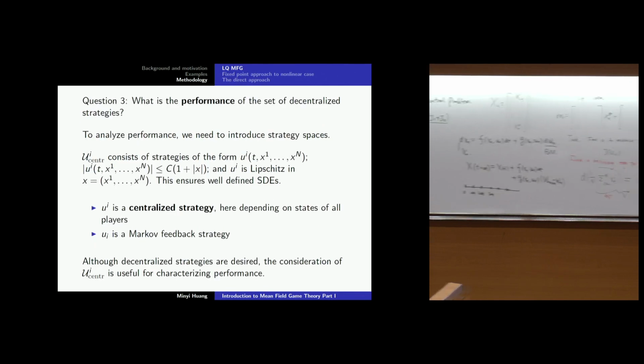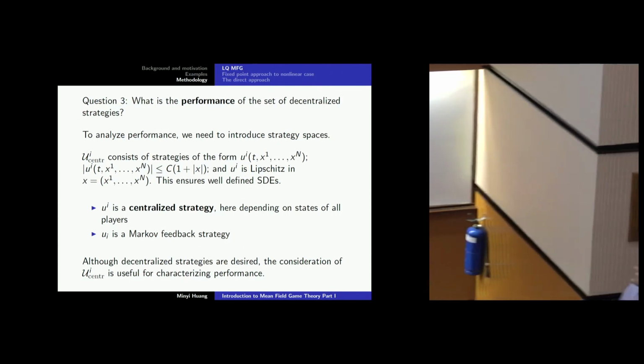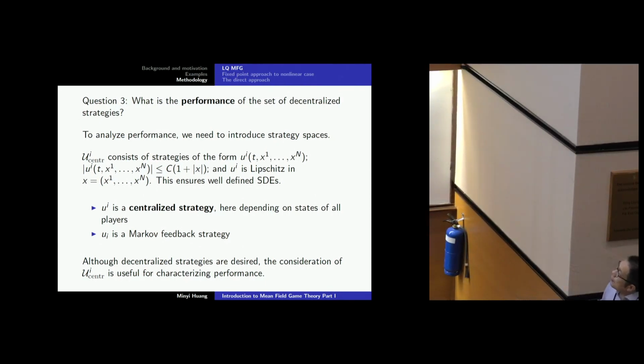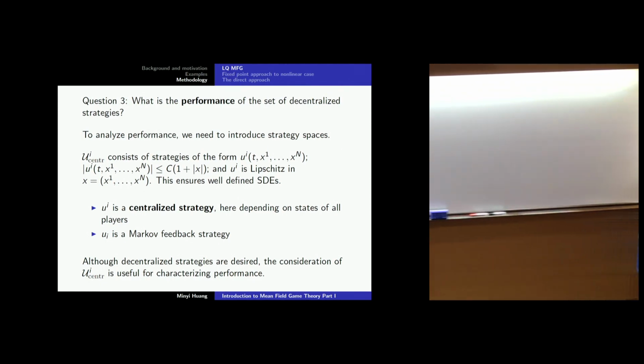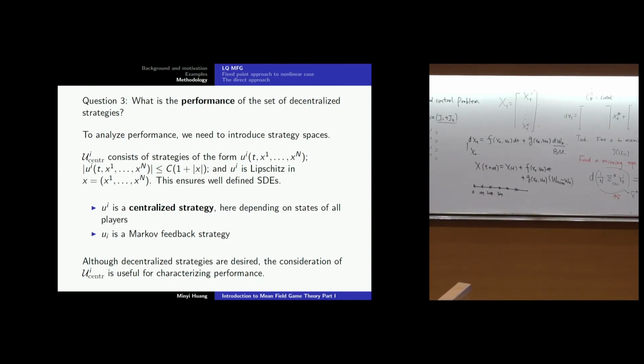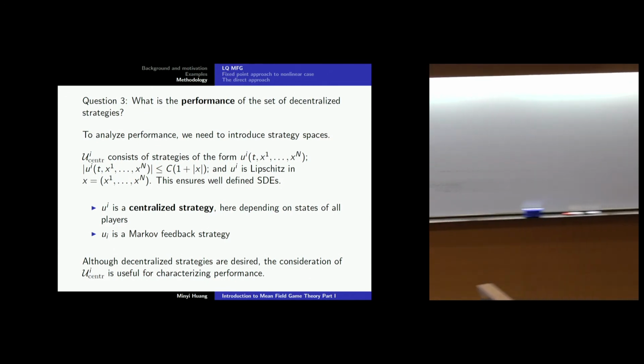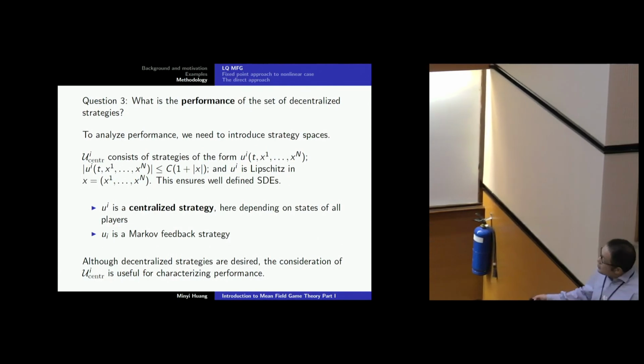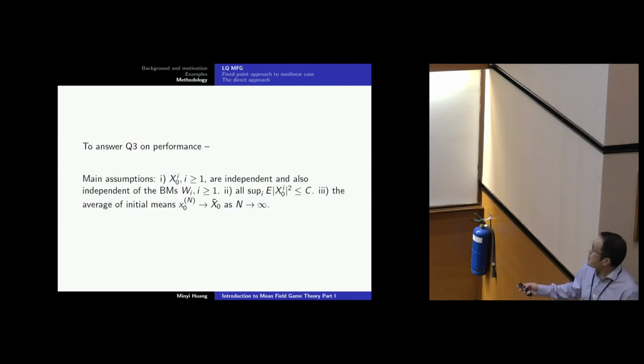Question 3. What is the performance of the set of decentralized strategies? To analyze decentralized strategy, the performance, we can introduce a strategy space. Basically, you are allowed to use state information of all the other players. So this is called centralized strategy. Also, we want to have decentralized strategies. It's still useful to introduce this set for characterizing performance.